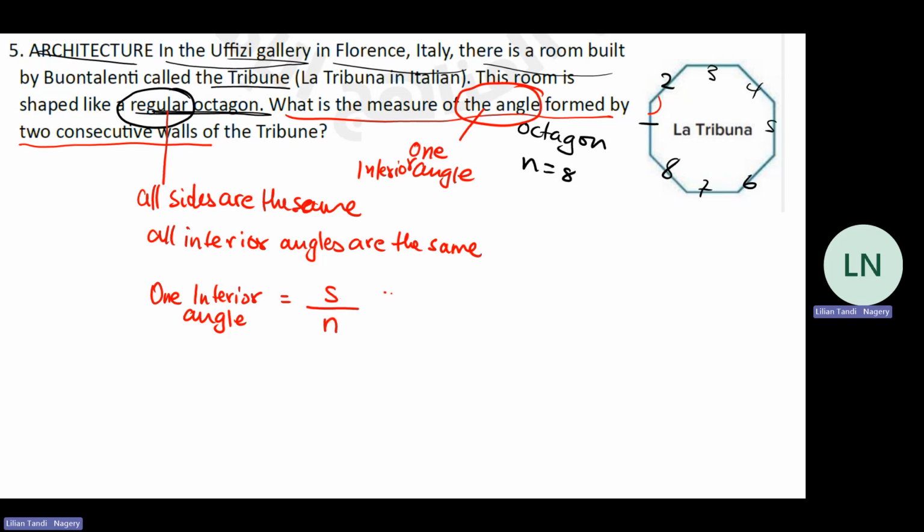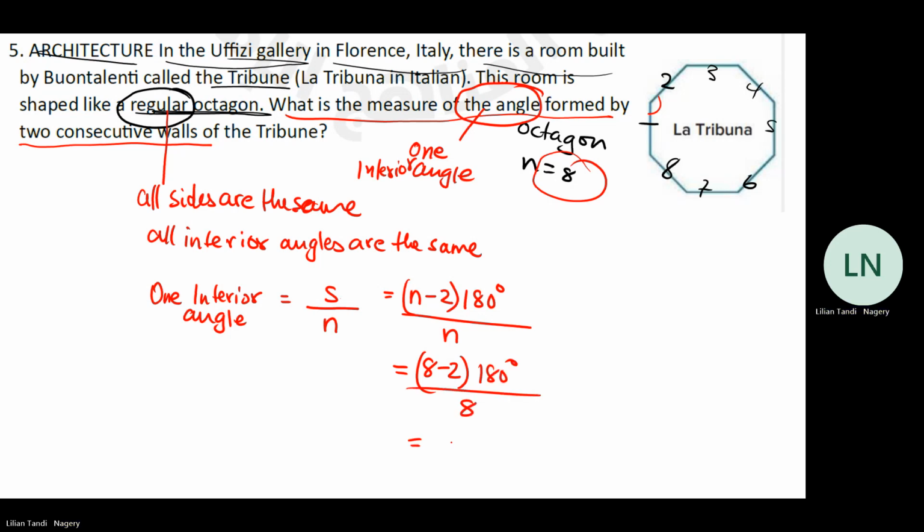Now, how do I find S? S is found by n minus 2 times 180. And then we will divide by n. Our n is who? 8. 8 minus 2 times 180 divide by 8. 6 times 180 divide by 8. 2 goes here 3 times, 2 goes here 4 times. 2 goes here 2 times, 2 goes here 90. 2 goes here 1, 2 goes here 45.